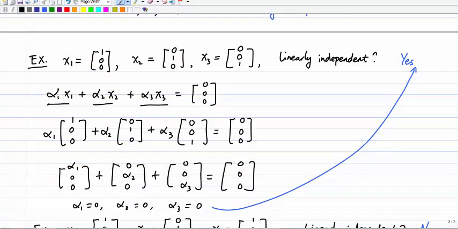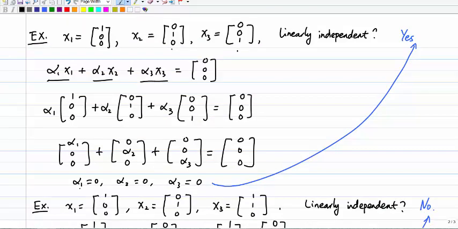So by writing out x1, replacing x1 by this, x2 by this, x3 by this, we get alpha 1 times x1, alpha 2 times x2, alpha 3 times x3, and we do the multiplication of these numbers. We have alpha 1 times 1, alpha 1 times 0, alpha 1 times 0, so it's alpha 1, 0, 0. Similarly here it is 0, alpha 2, 0, and this is 0, 0, alpha 3. If I set it equal to 0, 0, 0, the only solution is alpha 1 is 0, alpha 2 is 0, alpha 3 is 0.